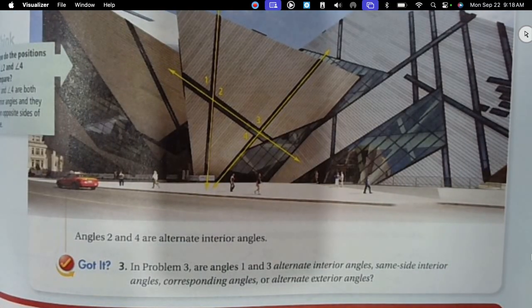Okay, here's a picture. What type of angles are angles 2 and 4? If you can't see it, here's angle 2, and here's angle 4. Alternate interior. They're on alternate sides, and they're on the inside. Okay? Do we kind of get this? It's a picture, and you just have to see it.